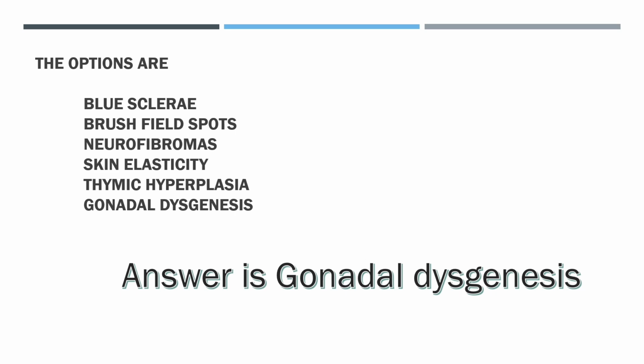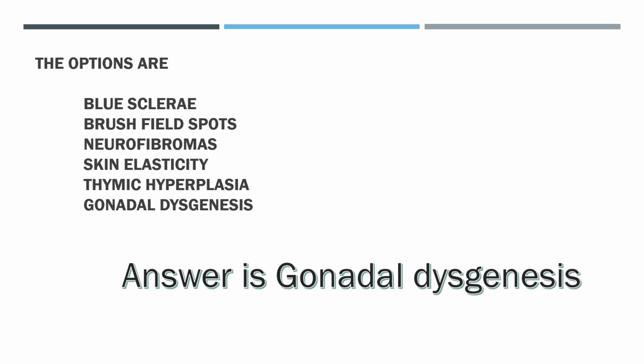Blue sclerae are seen in osteogenesis imperfecta, not coarctation. Brushfield spots are associated with Down syndrome. Neurofibromas are part of neurofibromatosis type 1, not related to this case. Skin elasticity points to Ehlers-Danlos syndrome, not Turner. Thymic hypoplasia is seen in DiGeorge syndrome, which presents much earlier and with immune deficiency.